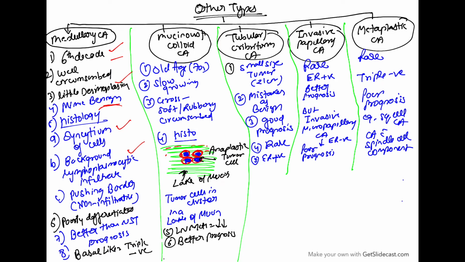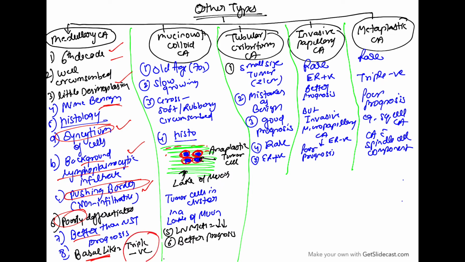Pushing border means it's a non-infiltrative border. It's very important. It has a pushing border and syncytium formation and a background of lymphoplasmacytic infiltrate. And these are poorly differentiated tumors. Okay, but it has a better prognosis than no special type. And it is also basal-like. We have seen in the basal-like that medullary carcinoma and metaplastic carcinoma are like basal-like. These are triple negative. Okay.